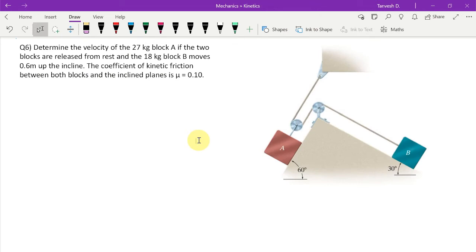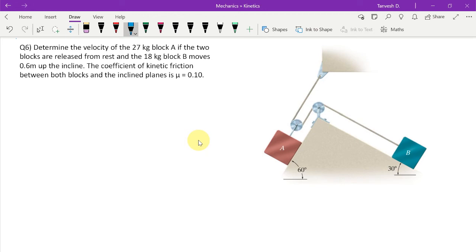Let us solve the next numerical. What is given in the question is: determine the velocity of 27 kg block A if the two blocks are released from rest and the 18 kg block B moves 0.6 meters up the incline. The coefficient of kinetic friction between both blocks and the inclined plane is mu equal to 0.1.